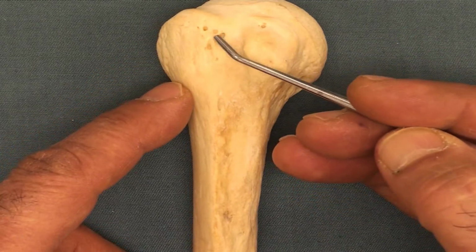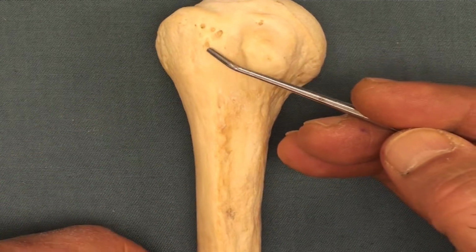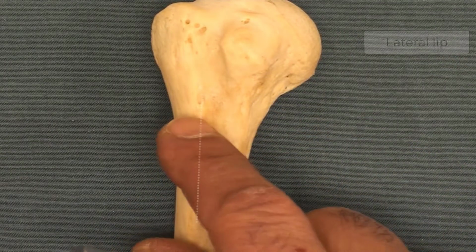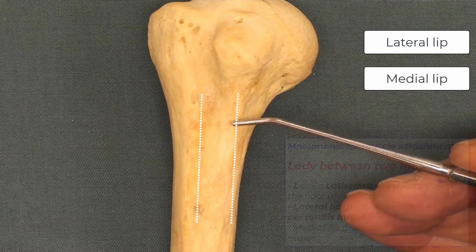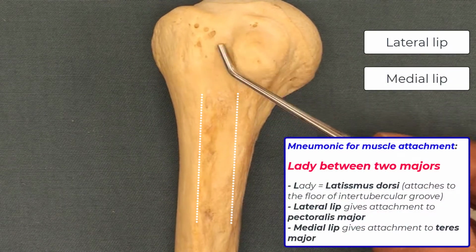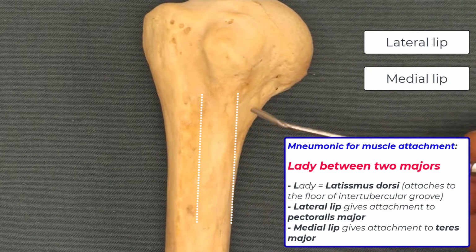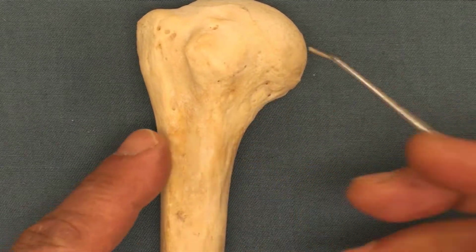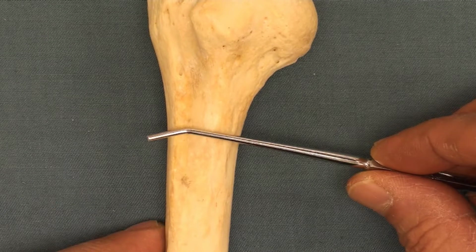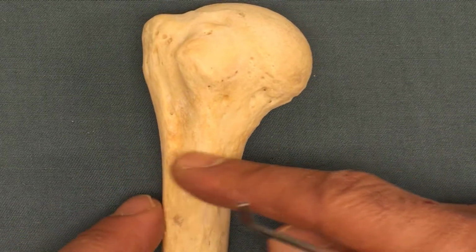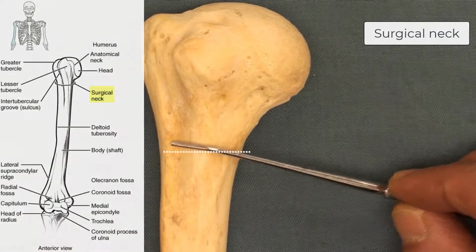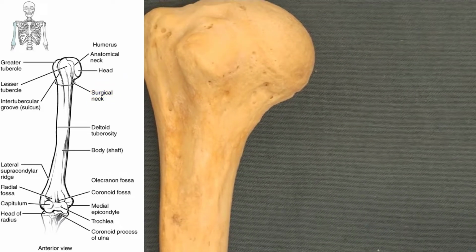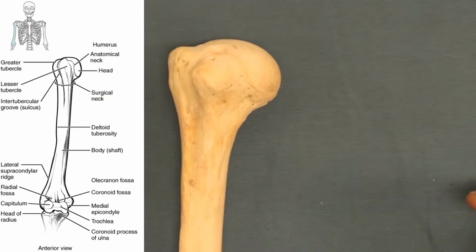Now, when we come down along the anterior border of the greater tubercle right here, there is a border. And there is a border here as well. So these are referred to as the lateral and medial lip of the intertubercular groove. The lateral lip here and the medial lip is there. Now, right below the tubercles, somewhere around here, that area of the proximal end is referred to as the surgical neck.